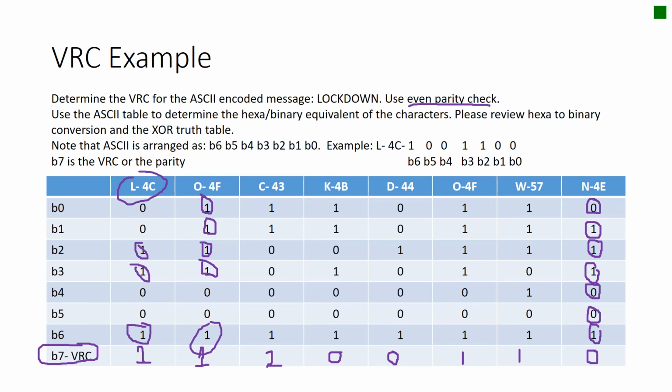Let us check by counting the number of ones if the results will be the same. 1, 2, 3, 4. So the parity should be binary 0. Okay, so that is how you determine the VRC. Again, VRC is a redundancy checking technique wherein a parity bit is added at the end of the character. It depends if even parity check or odd parity check will be used. Okay?